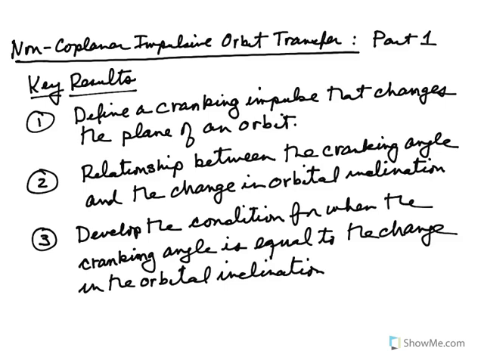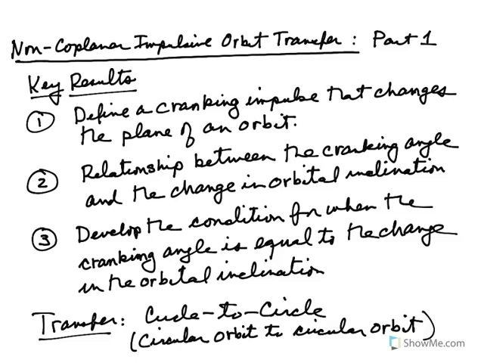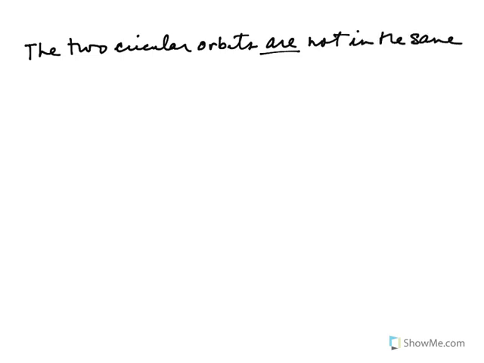under the stipulation that we're dealing with circle-to-circle transfers. So the transfer is going to be circle-to-circle. We're not going to be dealing with any elliptic orbits. We're going to be dealing purely with circular. So this is a circular orbit to circular orbit. But these two circular orbits are not going to be in the same plane. So this is important, that the two orbits are not in the same orbital plane.